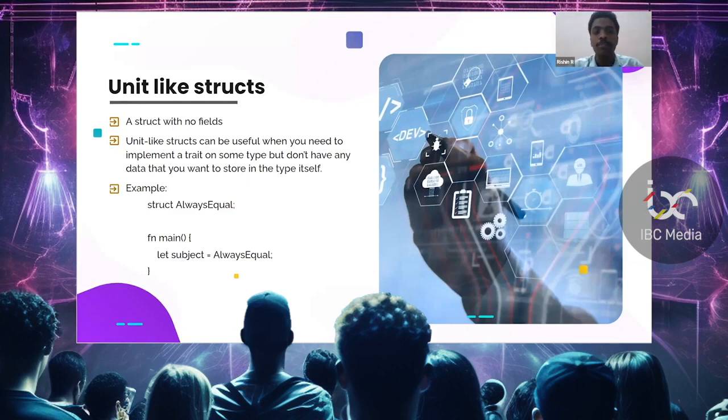It can be useful when you need to implement a trait on some type, but do not have any data that you want to store in the type itself. That is usually what happens with unit-like structs. You do not have to think more about unit-like structs. Basically, you create a struct and then place a name. No data entity. That is the idea.